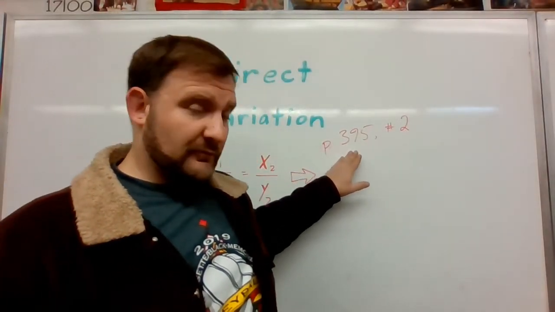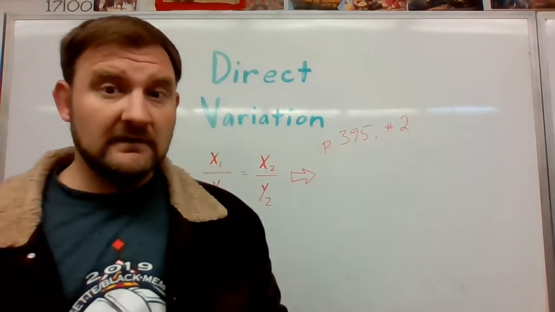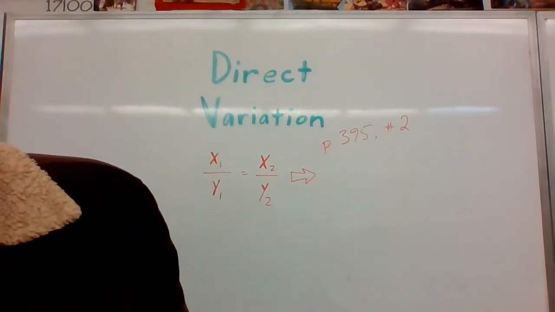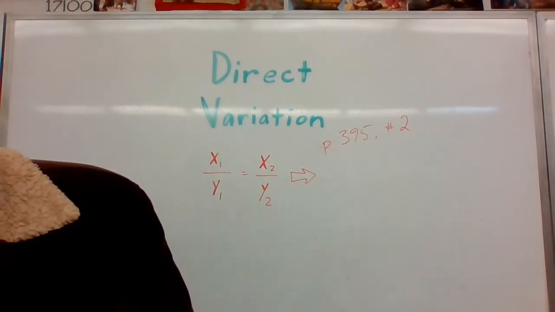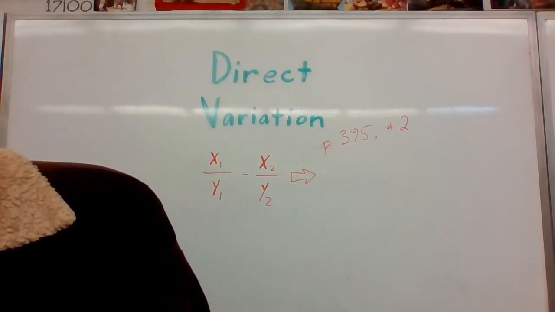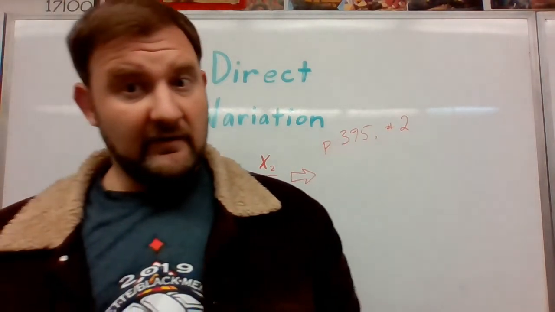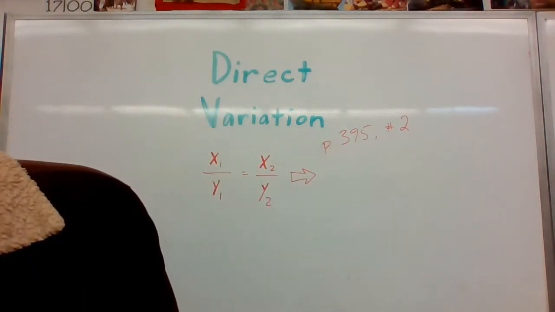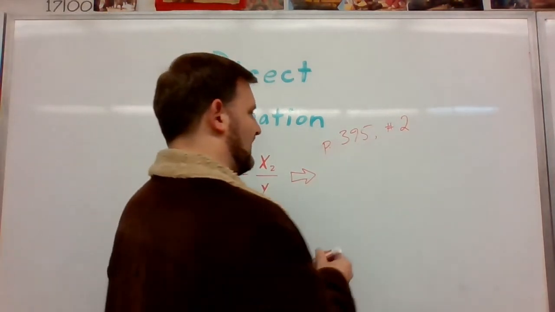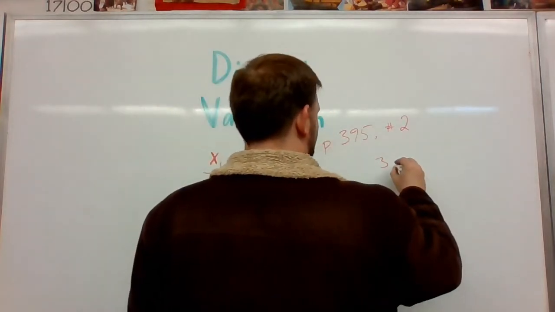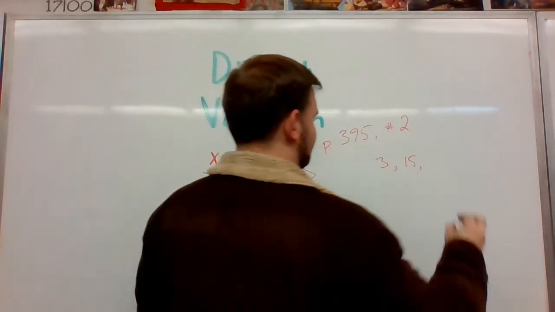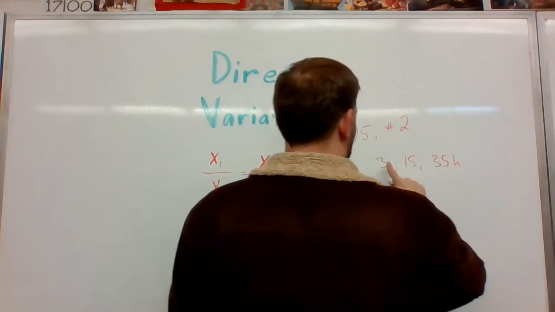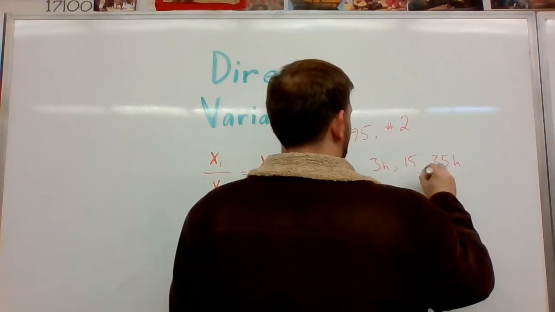Okay, page 395, number 2. Let's read it first. A certain car uses 15 gallons of gasoline in 3 hours. If the rate of gasoline consumption is constant, how much gasoline will the car use on a 35-hour trip? Okay, so there are 3 things, right? We've got 3 hours, 15 gallons, and 35 hours. So 3 things. I'm just going to write them in kind of any order right here. We got 3 hours, 15 gallons, and then 35 hours, okay? I should actually label them.